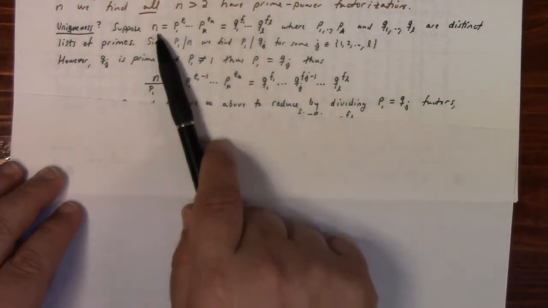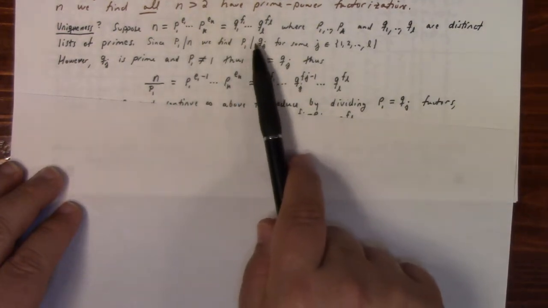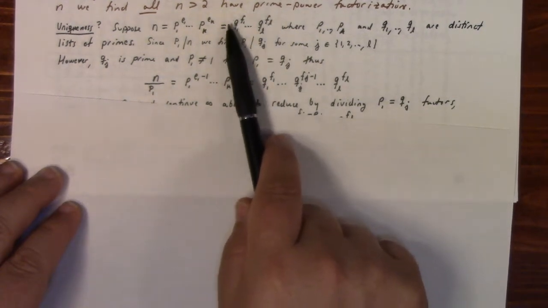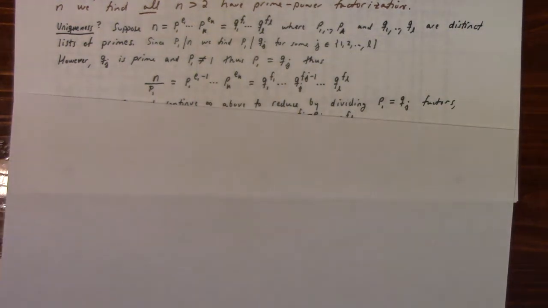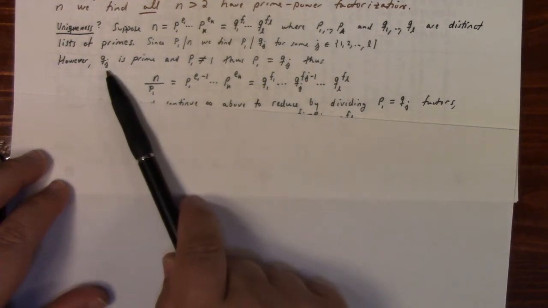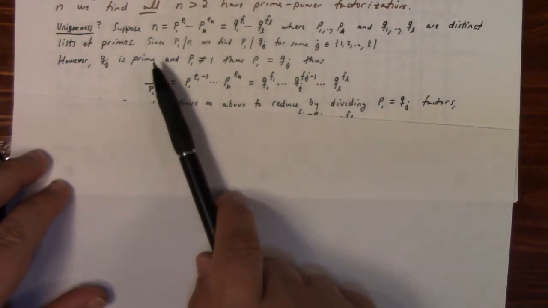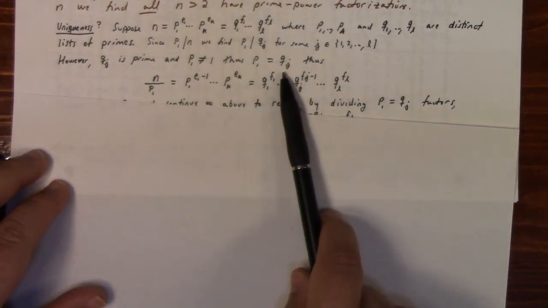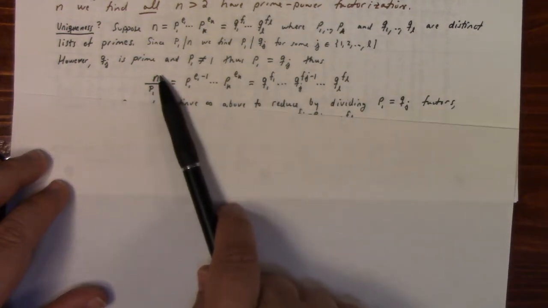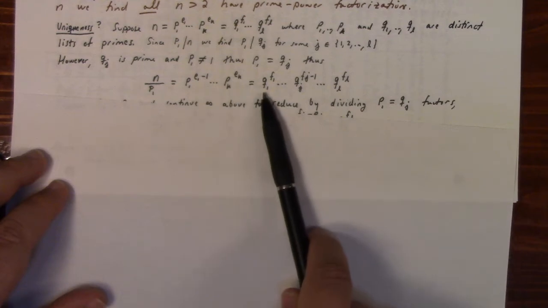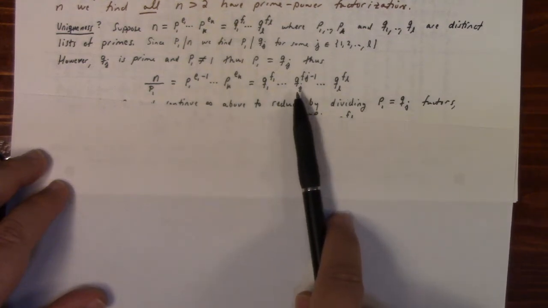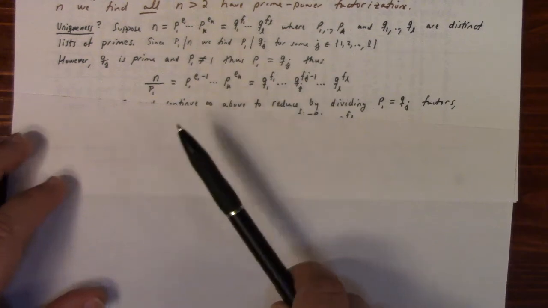Notice that p1 divides n, right? So that means that p1 has to divide one of these q's. But qj is prime, right? And p1 is not equal to 1, which means that p1 is equal to qj for some choice of j. So if we take n and divide by p1, we would also have p1 to the e1 minus 1, and the power of the jth q prime gets reduced by 1 as well.